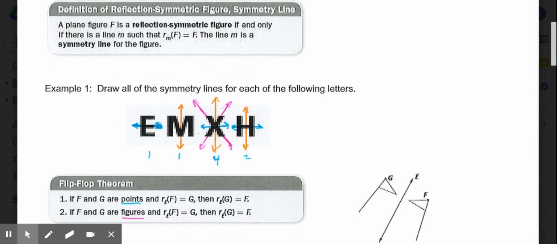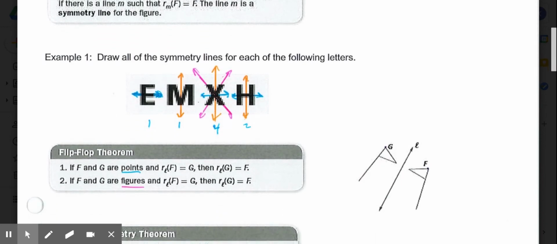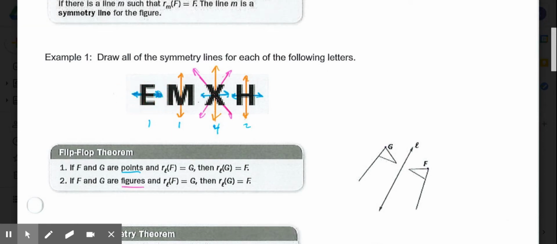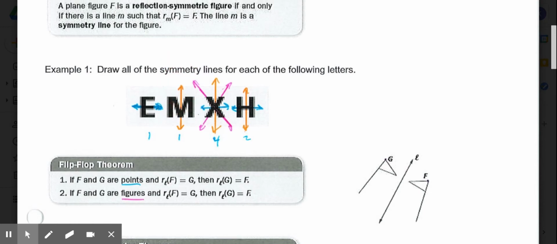So let's look at that. Looking at example 1, it says draw all the symmetry lines for each of the following letters. With the capital E here, we only have one line of symmetry, this horizontal line through the middle, because if we reflect E over that line, it would still look exactly the same. Drawing the line of symmetry for M, there's only one, a vertical through the exact middle of it. If we reflect this, it would be the exact same.